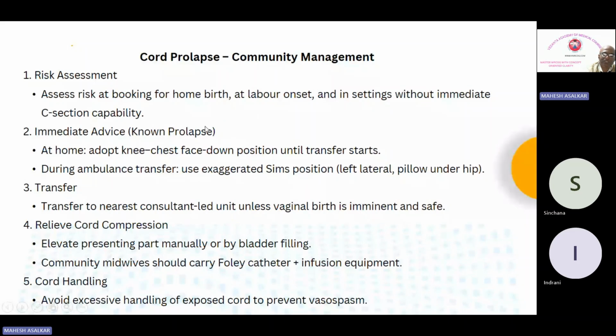Okay, so this is what the management is in the community. Is it clear to all of you? Dr. Sinchana, Dr. Indra?